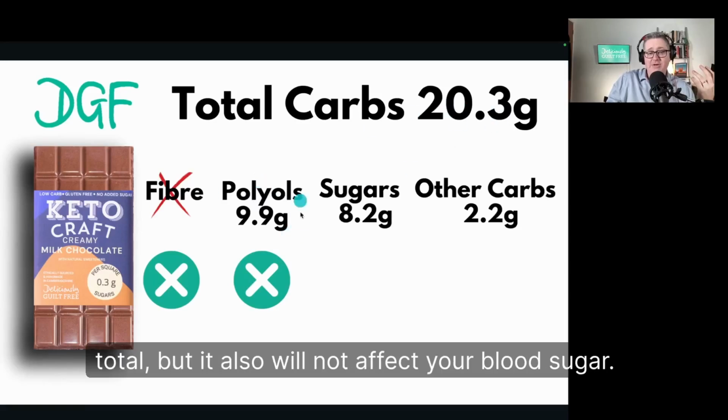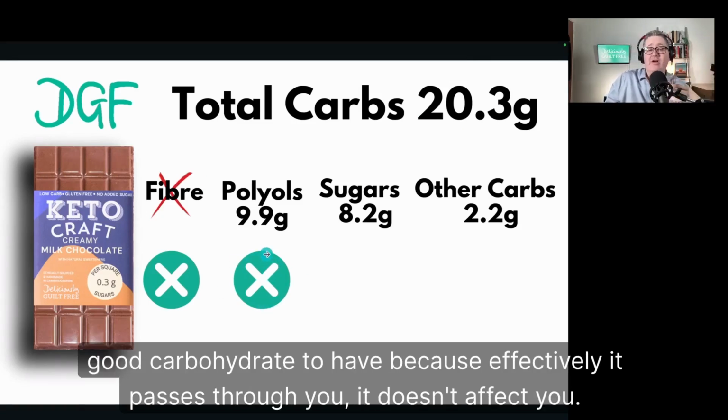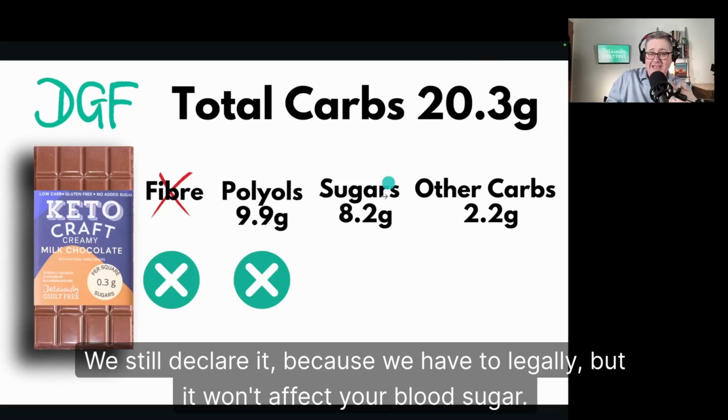That has to be part of the total, but it also will not affect your blood sugar. It doesn't have a glycemic index. It will not increase your blood sugars at all. So it's a really good carbohydrate to have because effectively it passes through you. It doesn't affect you. So polyol carbs there, 9.9. We still declare it because we have to legally, but it won't affect your blood sugar.